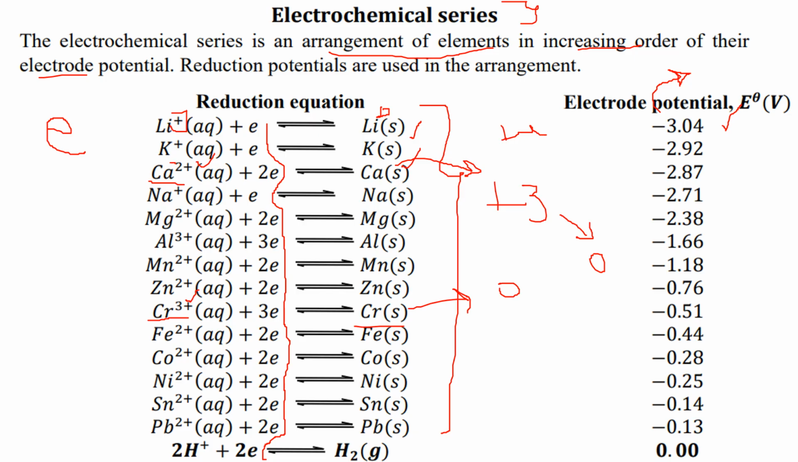For reduction, oxidation states must be decreasing from left-hand side to right-hand side, but for oxidation equations, the oxidation state of an ion or an atom must be increasing. That's what we call oxidation. Or electrons must be on your right-hand side, and those are going to be oxidation equations.